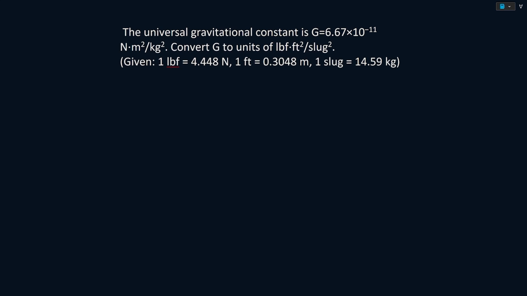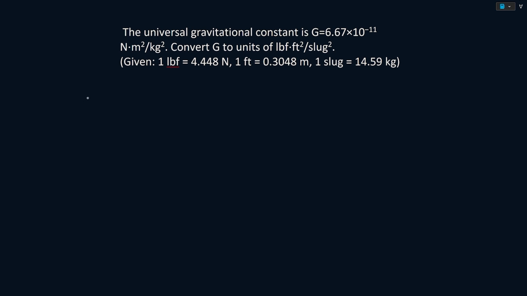The universal gravitational constant is G equal to 6.67 times 10 to the negative 11 newton meters squared per kilogram squared. Convert G to units of pound force times feet squared divided by a slug squared.